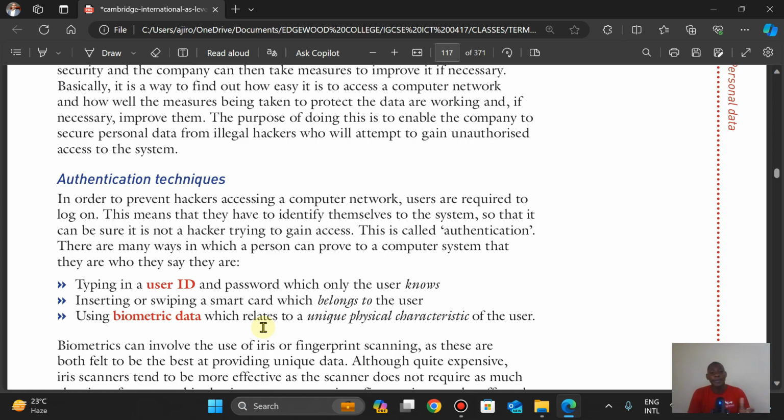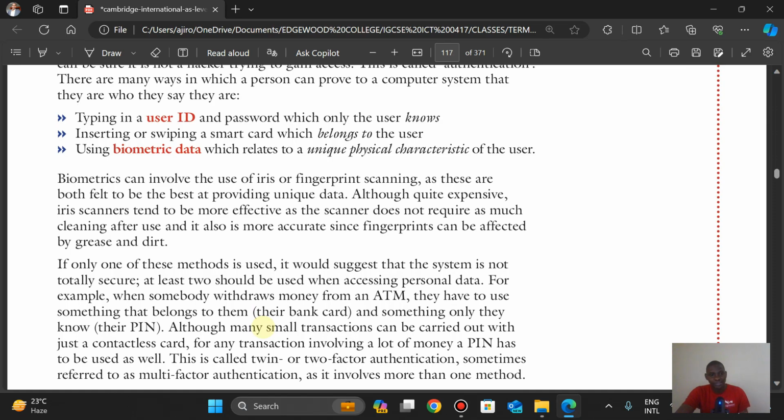The next one is using biometric data. Biometric data are unique to the user. They are unique physical characteristics of that user. And biometrics involves the following: your fingerprint, your iris, your retina, your voice recognition. Since it is a unique physical characteristic of the user, it is the best way of preventing people from accessing certain networks or certain information in that network. It's quite expensive, but it's one of the best methods so far.